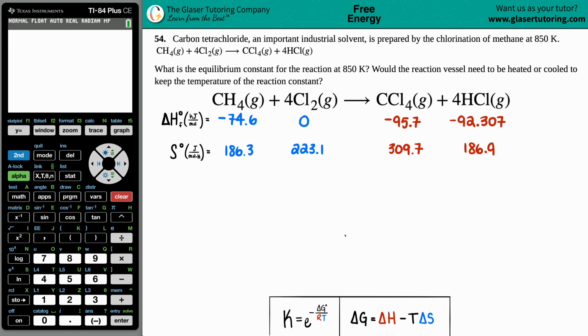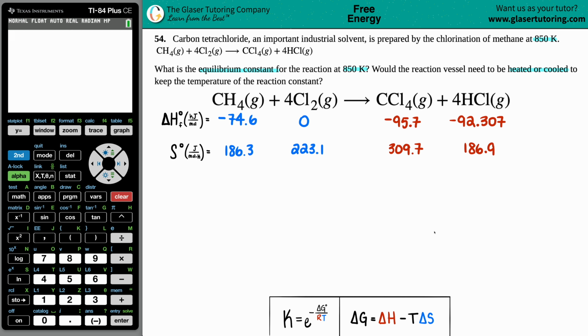54. Carbon tetrachloride, an important industrial solvent, is prepared by the chlorination of methane at 850 degrees Kelvin. And then they give us this balanced equation. So we have methane, which is CH4 gas, plus 4 Cl2 gas, and that gets converted into carbon tetrachloride, CCl4 gas, plus 4 HCl gas. What is the equilibrium constant for the reaction at 850 Kelvin? Would the reaction vessel need to be heated or cooled to keep the temperature of the reaction constant?